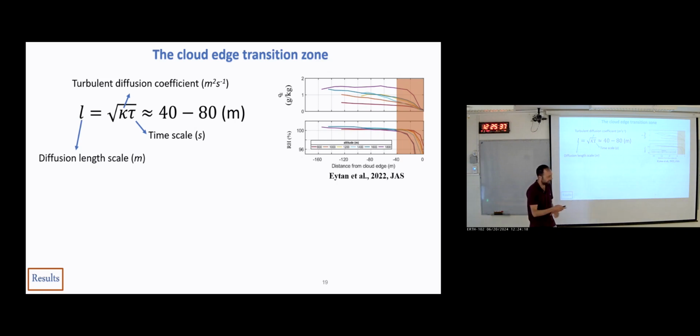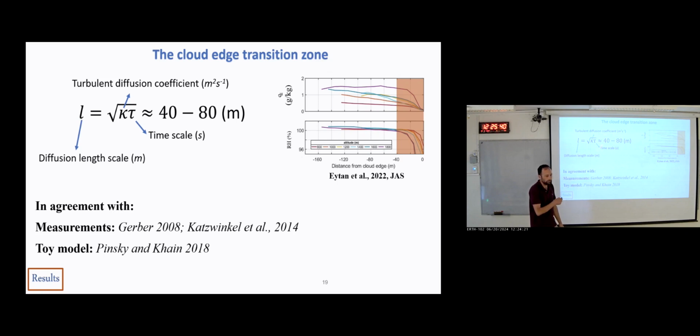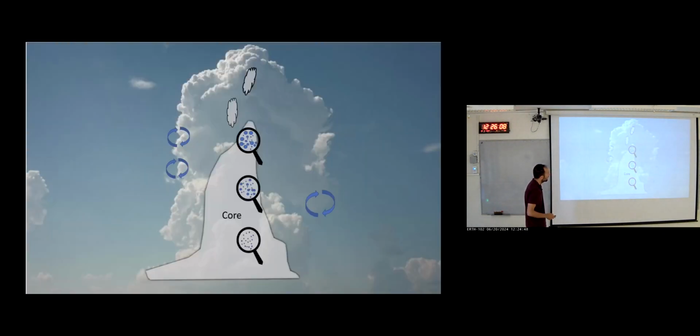Of course, this is just to get the scale of the problem, and it is in agreement with in situ measurements that have observed this transition zone. You need very high resolution measurements, so it's quite hard to get, but they gain very similar numbers for these kinds of strong gradients. It is also in line with a toy model of Mark Pinsky and Alex from a few years before, which also assumed just diffusion. It's a very basic model of diffusion and evaporation. So now we understand that we also have these small eddies that cause turbulent diffusion between the cloud and the environment, and which form this transition zone.